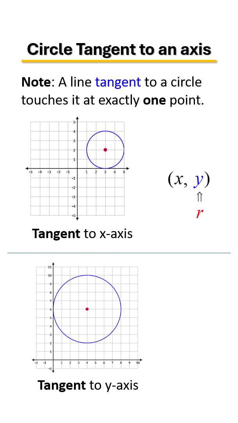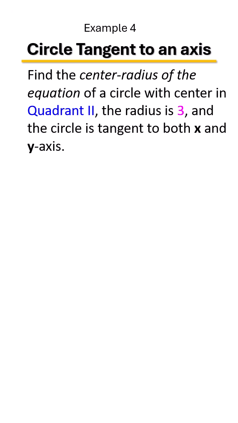And then the opposite, if it's tangent to y, meaning it touches the y-axis at one point, then that point from where it touched to the center, that's your radius. So your x value then would be your radius. So let's proceed with solving this problem.